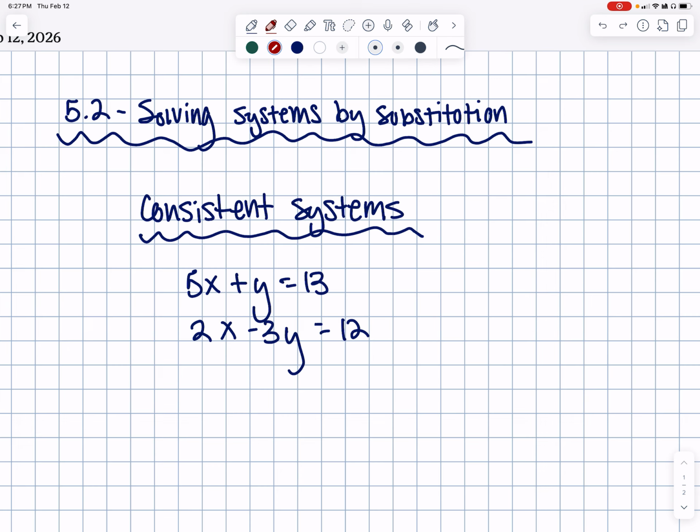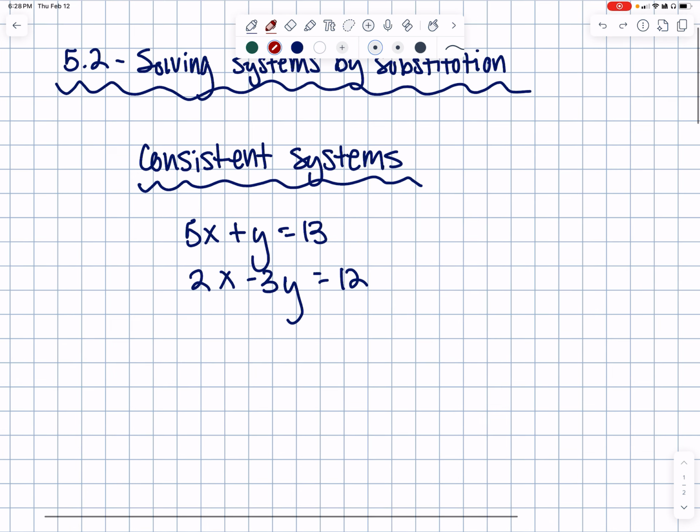The lesson is 5.2, solving systems by substitution. And there are two types. The first type being consistent systems. The other type being, guess what? Guess what it is? Inconsistent systems. I knew you got that answer right. I knew you knew that.